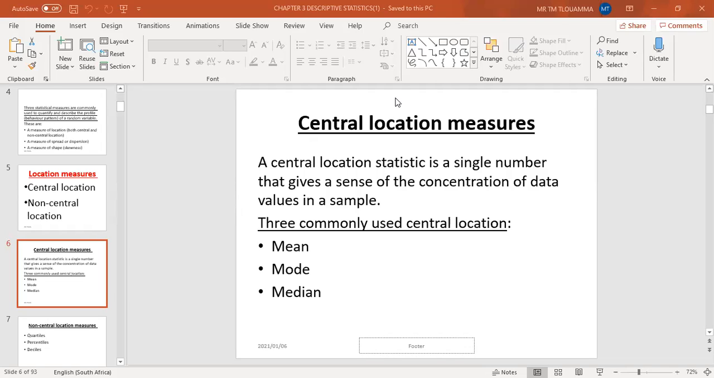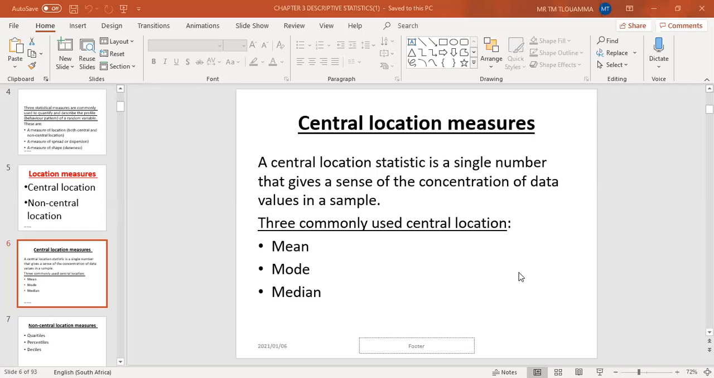We all know the mean, which is the average of your data set. Then we also know the mode. The mode is the number which appears most frequently in your data set. Then your median is the number which is in the middle of your data set.